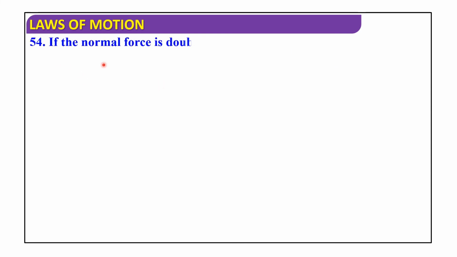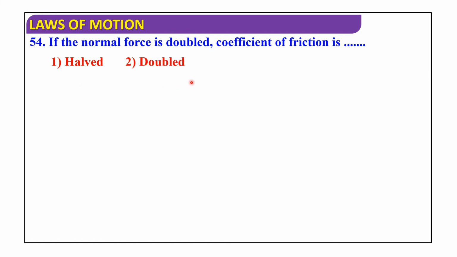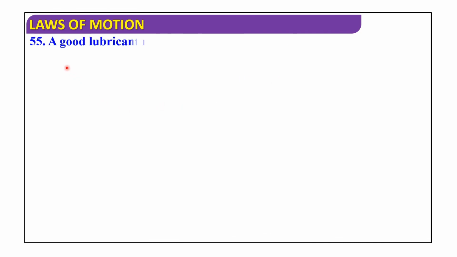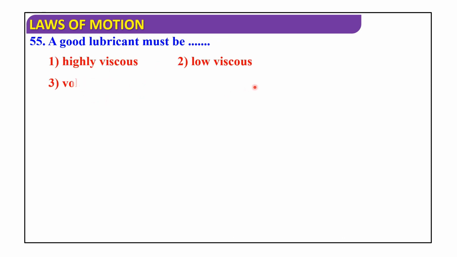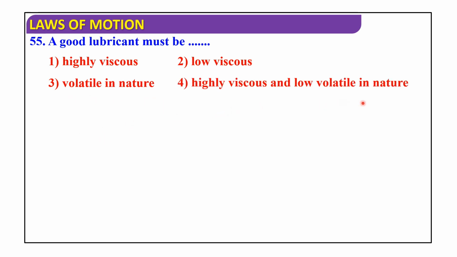If the normal force is doubled, the coefficient of friction is: half, doubled, not changed, 0. So if the normal force is doubled, the coefficient of friction is not changed. There is no change of coefficient of friction. A good lubricant must be: highly viscous, low viscous, volatile in nature, highly viscous and low volatile in nature. So a good lubricant must be highly viscous and low volatile in nature.